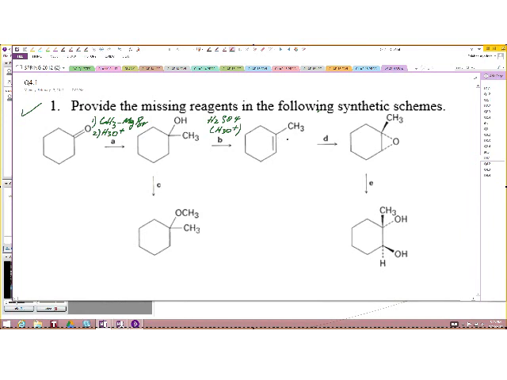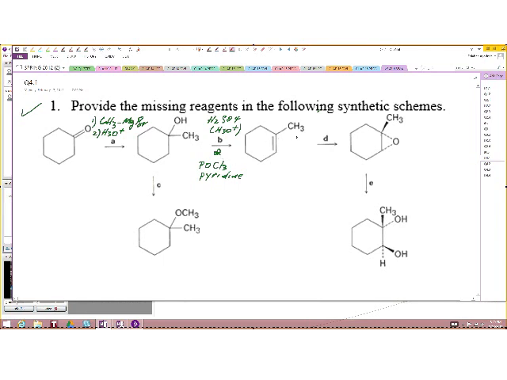Now, going from, yes. POCl3, right? Yes, that would work also. POCl3, phosphorus oxychloride. Generally, we use this in pyridine, but you don't need to worry about that. If you just have phosphorus oxychloride, which is POCl3, that will be fine.